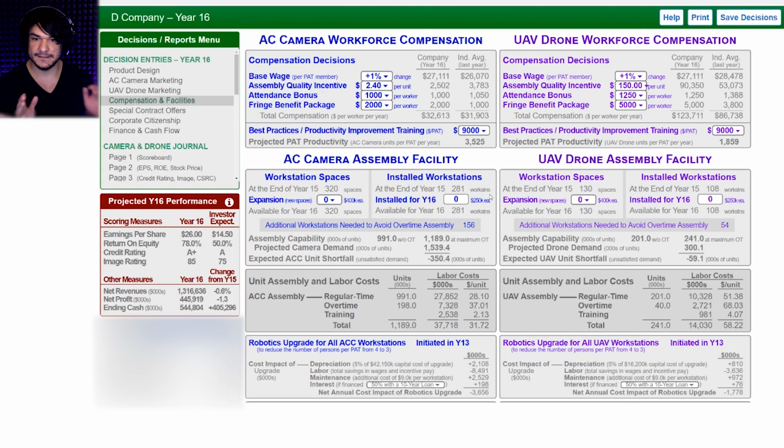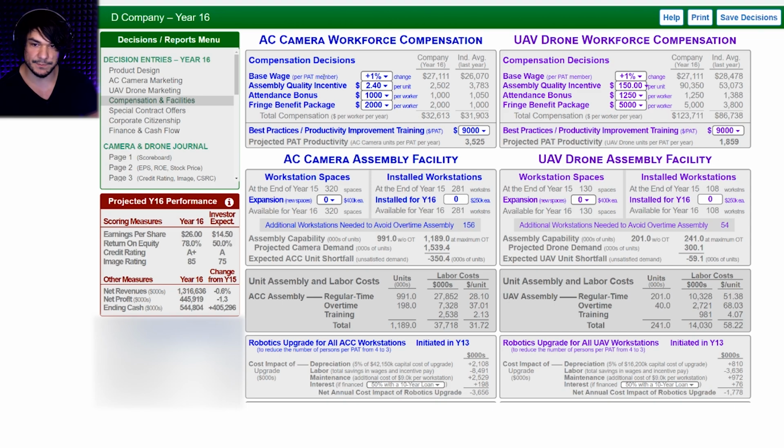Next page, okay? Hopefully you're keeping up with me. I know I speak in incomplete sentences. So this is, once again, like a split screen. You have your AC cameras on the left, your drones on the right, and this is more the workforce compensation screen and your facilities. Okay, so there's some kind of weird things here that we'll discuss.